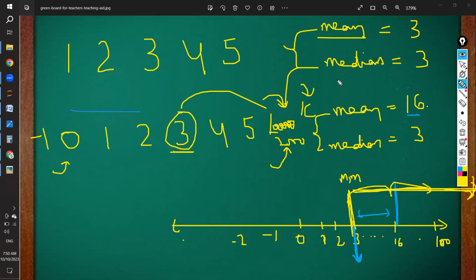But median, this guy is a bit selfish. He will just be in the middle. No matter what happens, he'll stay in the middle. Even if you add some number over here or over here, irrespective of the value of the number, he will always try to stay in the middle. So this is a bit more reliable. We will see why this is more reliable, but at least from this basic example, I hope you are able to understand. Mean is not stable. Median is robust. That's why they will say median is a bit more robust measurement.